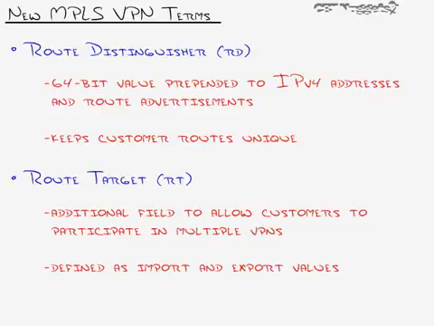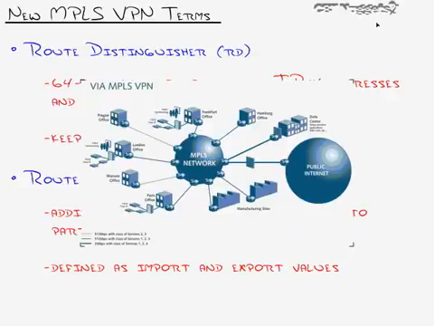The route target, on the other hand, is a little bit more difficult to explain. What it does is it allows customer VPNs and connections from the customer network to be a part of more than one VPN. For example, I'm going to paste in a picture from my introductory slide. Let me see if I can find it real quick. There we go. This just being an MPLS VPN.